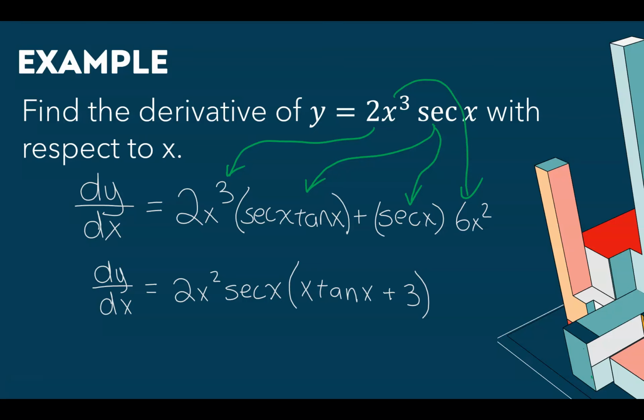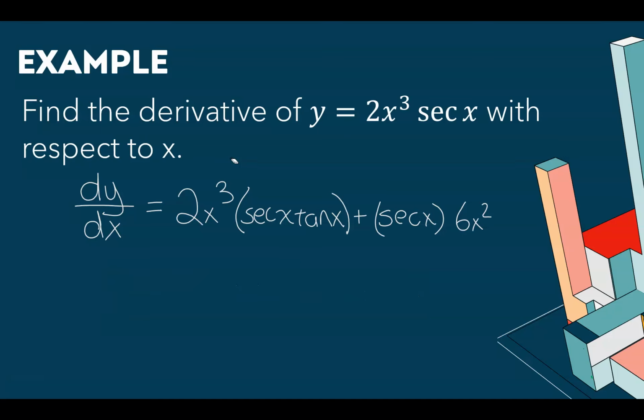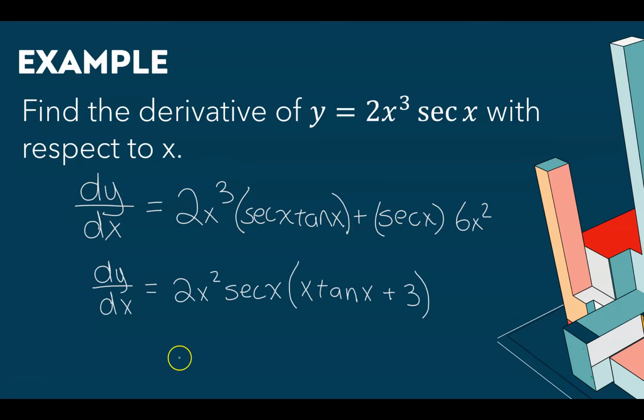And why would I rearrange? Well, you don't have to, but in the future, we're going to be using derivatives to find maximums and minimums, which almost always occur, especially for functions like these, at horizontal tangents. So we'd be setting that derivative equal to 0. So it'd be much easier to say 2x squared equals 0, secant x equals 0, x tangent x plus 3 equals 0. Well, that's where we're going, and that's why I would write it that way right now.